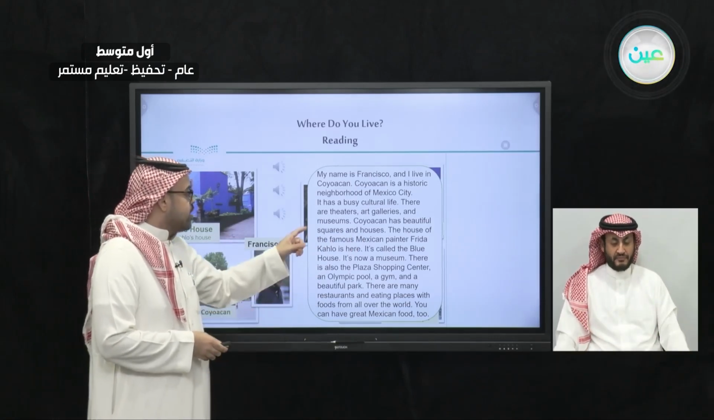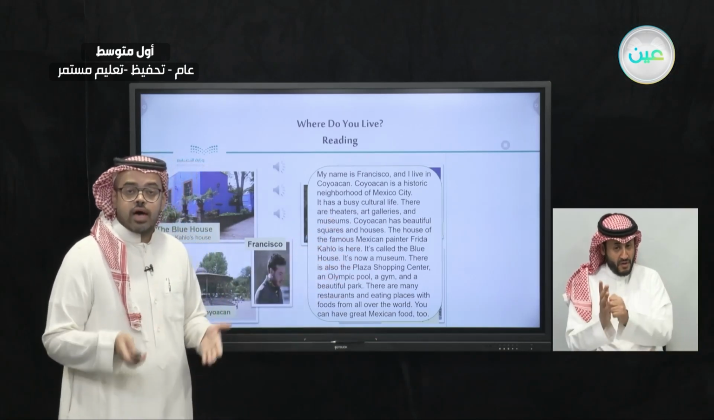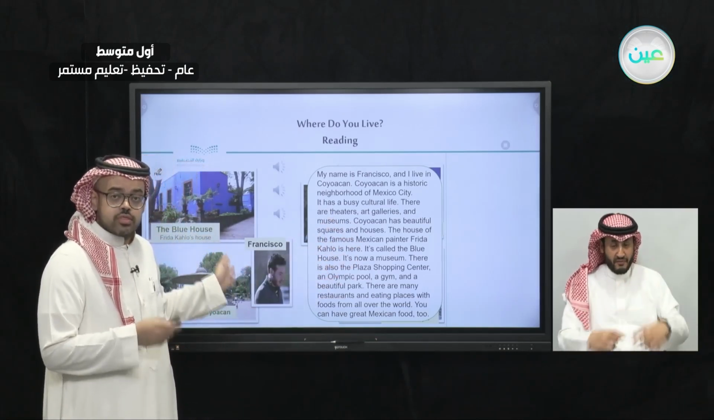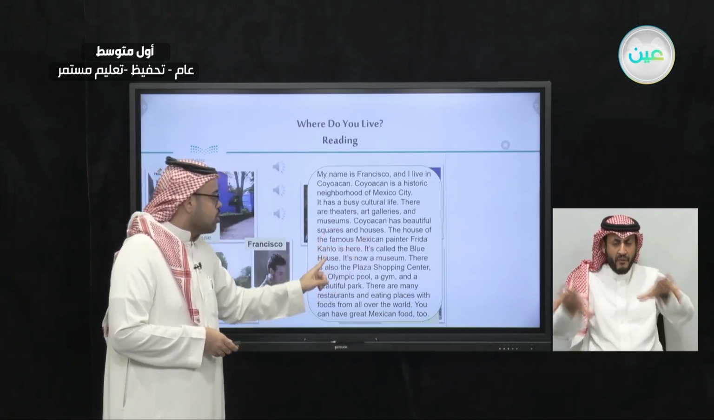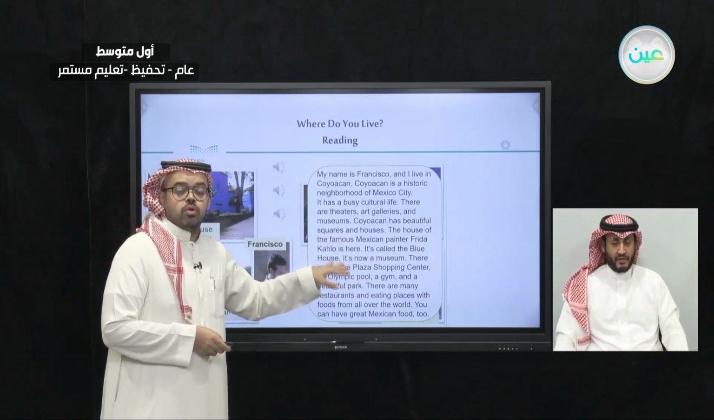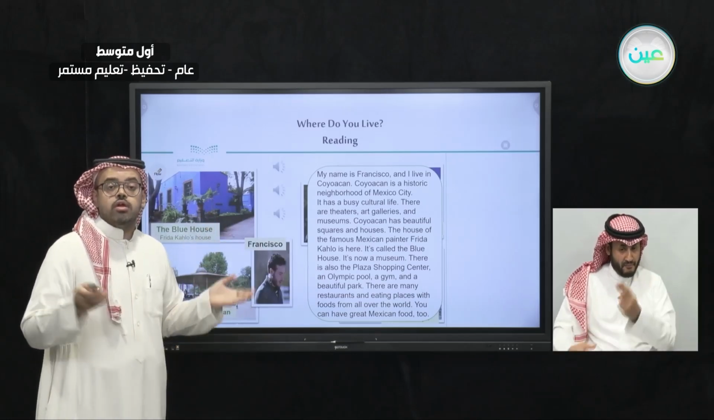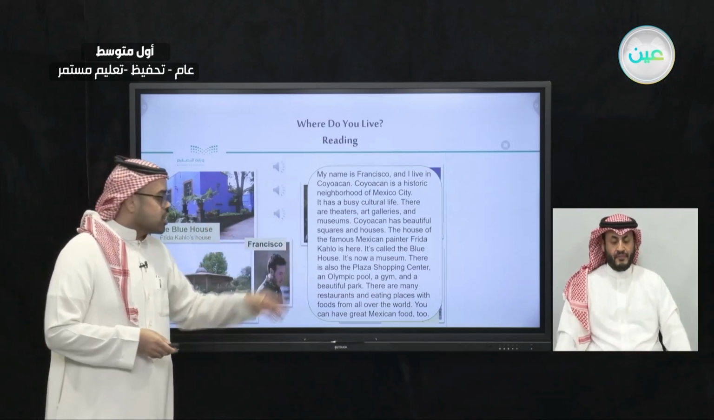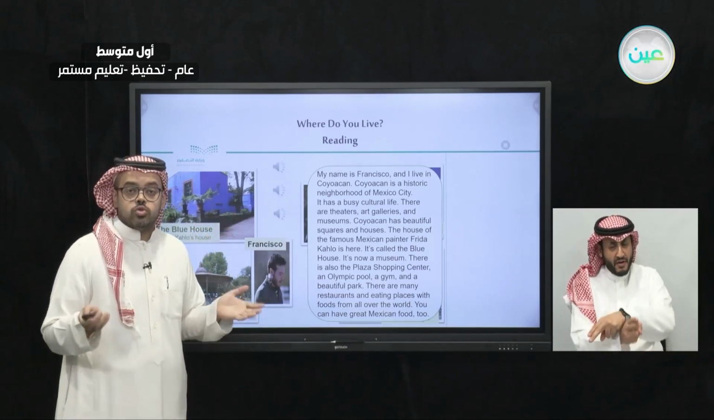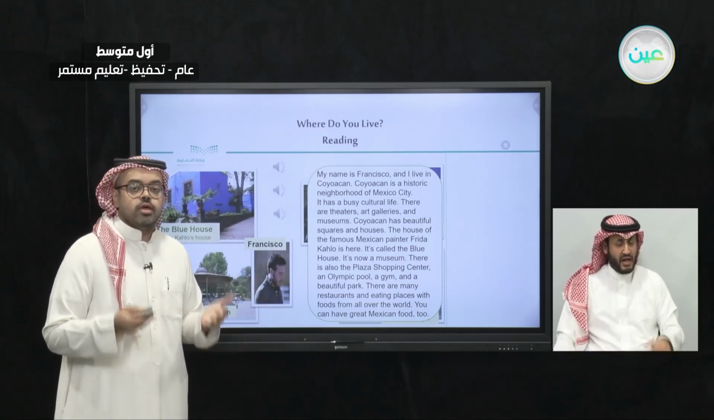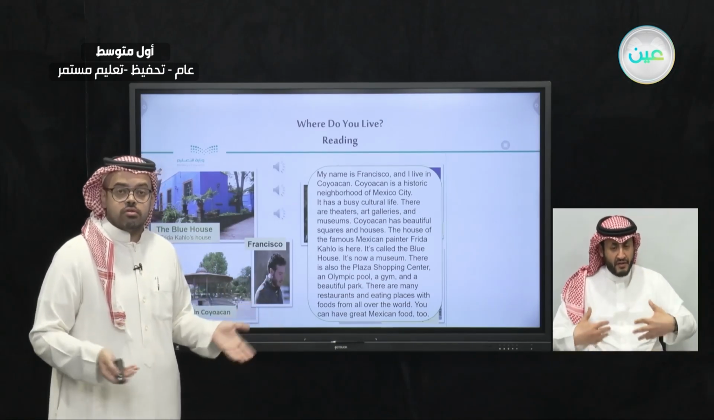And he said it also has beautiful squares and houses. And one of the houses he talked about, the house we just saw in the beginning of this lesson. He said the house of the famous Mexican painter Frida Kahlo is here, and it is called the Blue House. So this house actually belonged to a very famous painter called Frida Kahlo. And it says here, this house today changed into a museum. So it's not a regular house anymore. It is a museum. People visit it and see the beautiful scenery in this house.